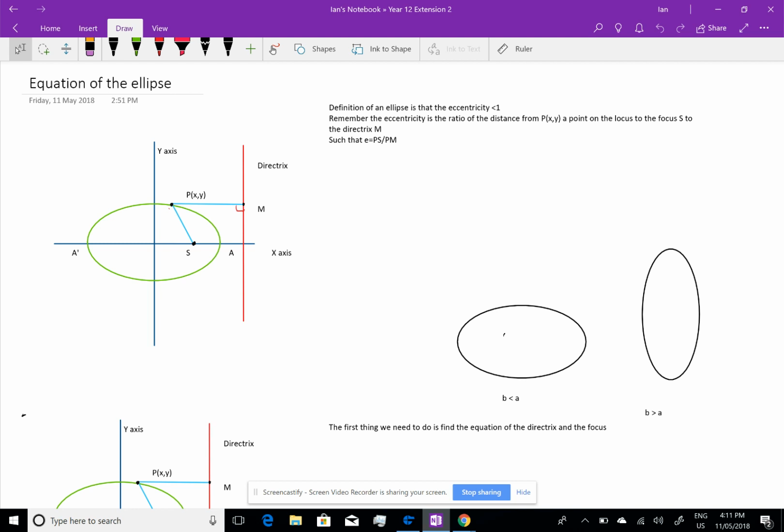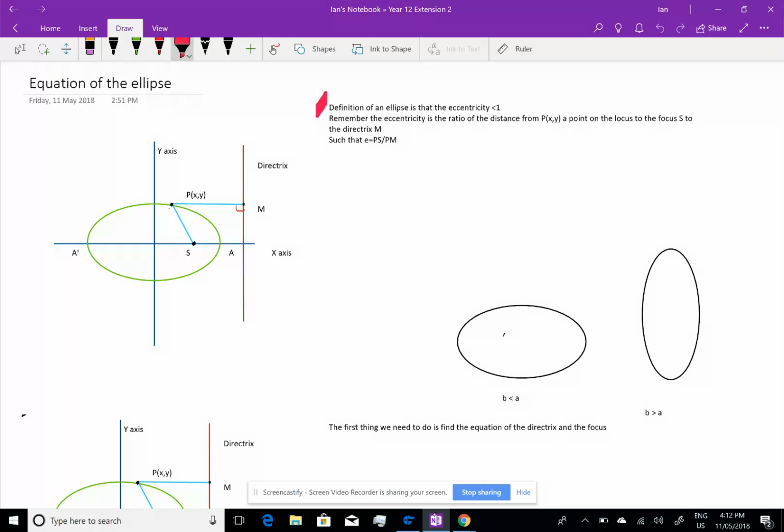Okay, I want to go through the derivation of the equation of the ellipse, which is the first part of our new topic on conics. But I want to go over a few points first. So here we have some ellipses, and I want to quickly go over some definitions again.